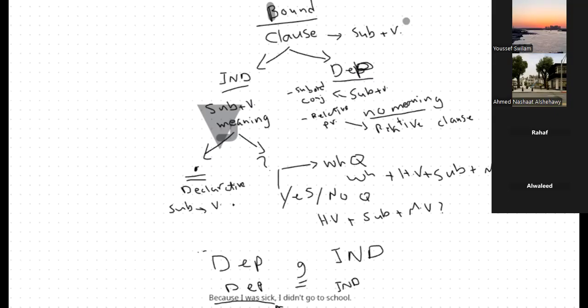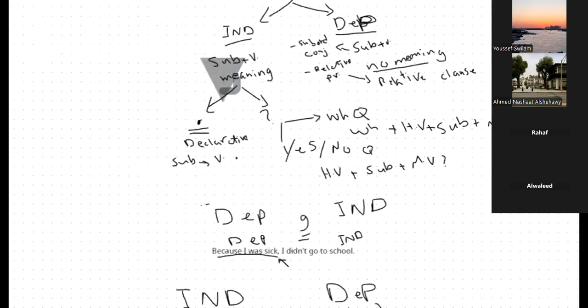The independent clause has subject, verb, and it can end with a full stop if it's declarative. We have only two kinds of sentences in the independent clause. The declarative, like when I say my name is Tamer, ends with a full stop. Or a question mark if it's interrogative.